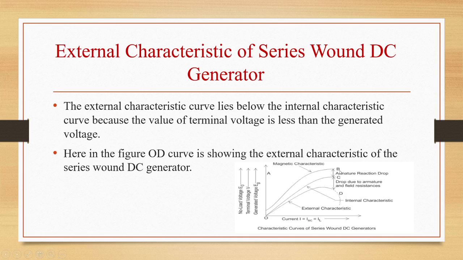AB is showing the OCC characteristics, or magnetic or magnetization characteristics. OC is showing the internal characteristics. OD is showing the external characteristics. Internal characteristics lie below open circuit characteristics because of armature reaction drop. External characteristics lie below the internal characteristics because of the drop due to armature and field resistances.